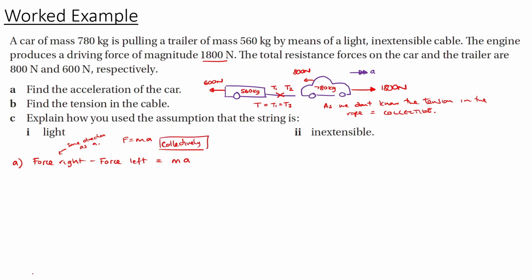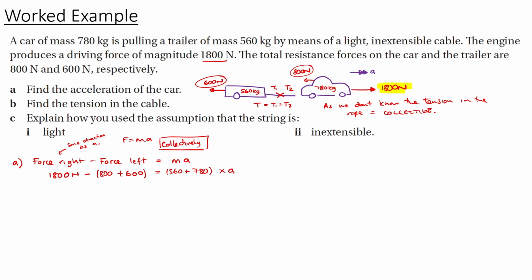So collectively, let's have a look at all of those. So the total force going to the right is going to be 1800 newtons, so I can write that down. So here we've got 1800 newtons, and the force to the left is going to be 800 plus 600. So that's minus (800 plus 600). Now here we need the total mass because I'm treating it collectively. So M is going to be 560 plus 780, multiplied by A.